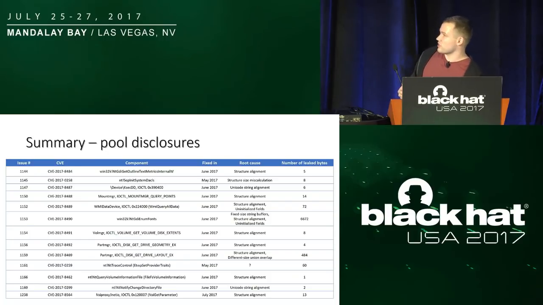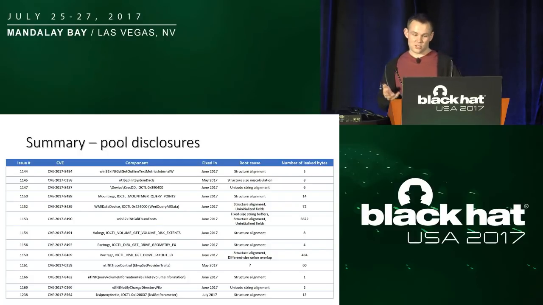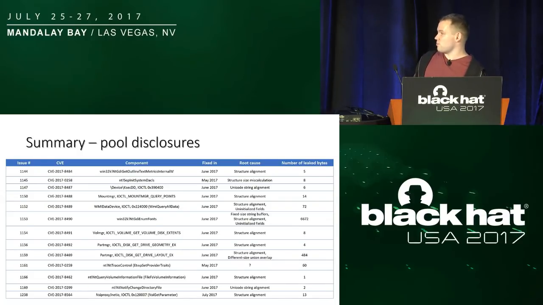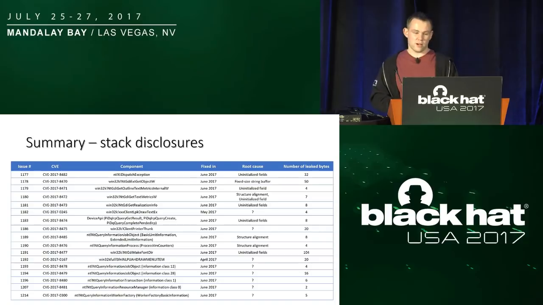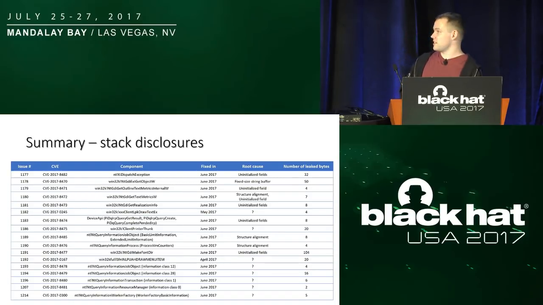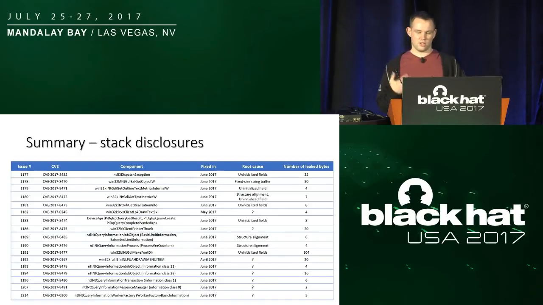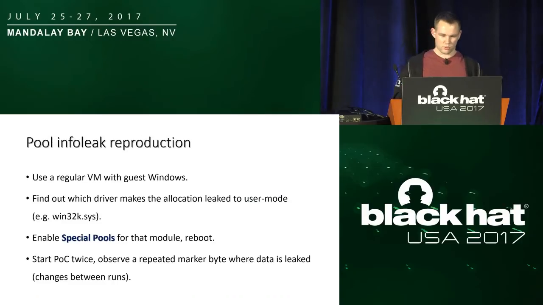And the root causes of those bugs are also very diverse. So we have bugs caused by structure alignment, Unicode string alignment, padding holes, and a lot of different things. And also the amount of bytes that were leaked is quite diverse. So it ranges from just a single byte to over 6 kilobytes of information at a single request. And then we have the stack disclosures as well, from a number of functions. They are also diverse. For some of them, I wasn't really able to figure out what the reason for the leak was. But yeah, it's still quite a lot of them, so it's an important problem.